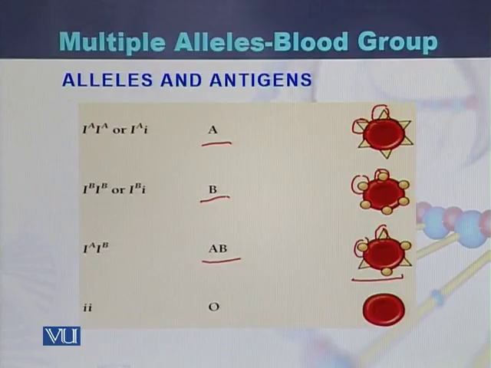This phenomenon is called codominance, because in the case of AB, both the antigens are present on the surface of the red blood cells, while in the case of blood group O, the red blood cells contain no antigen. No antigens are present on the surface of the red blood cells.